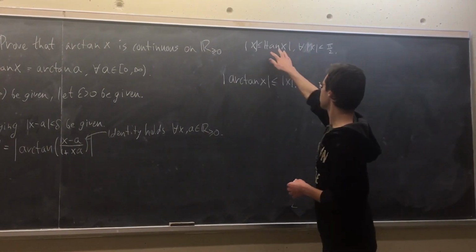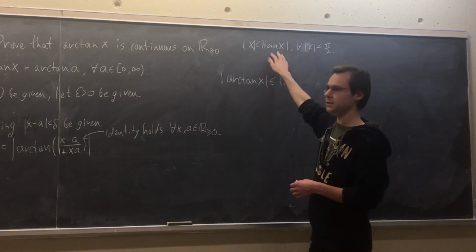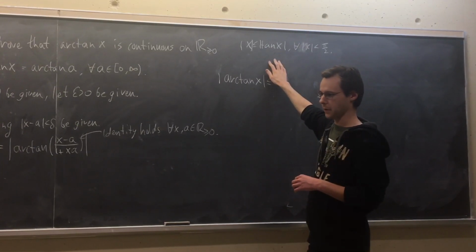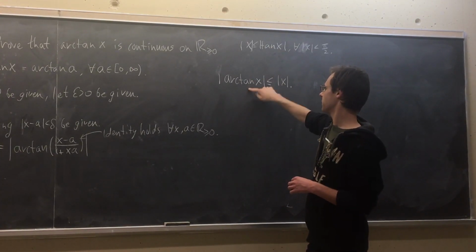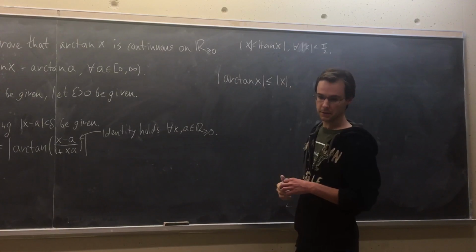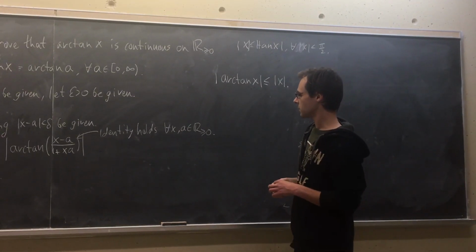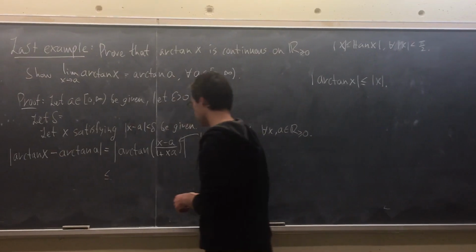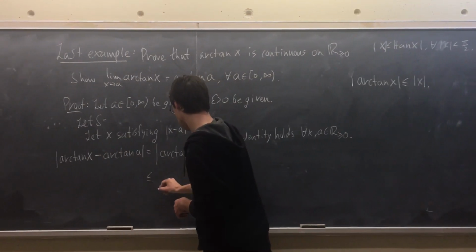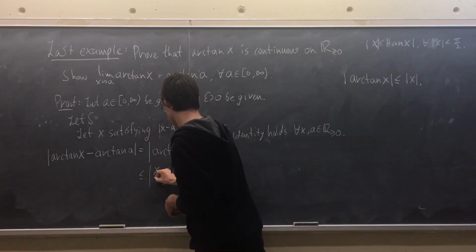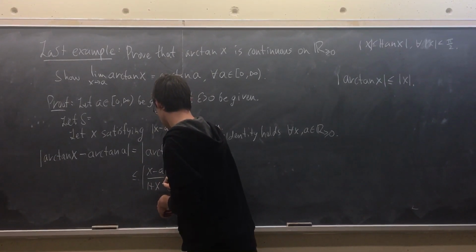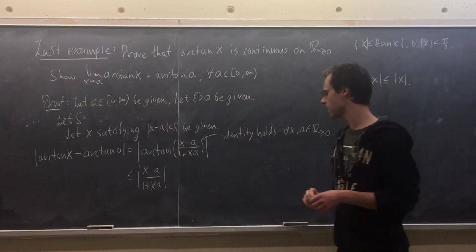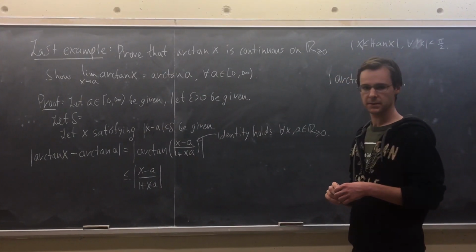Okay? So from this identity, this one follows, and this one follows by looking at the unit circle. So this one's left to you to figure out. This one follows right from this one here. You just make the right substitution. Okay? So we can replace this entire arctan with just its input in absolute value. So this is less than or equal to |x minus a| over |1 plus x times a|. Okay? There we go. And now what can we do with this?